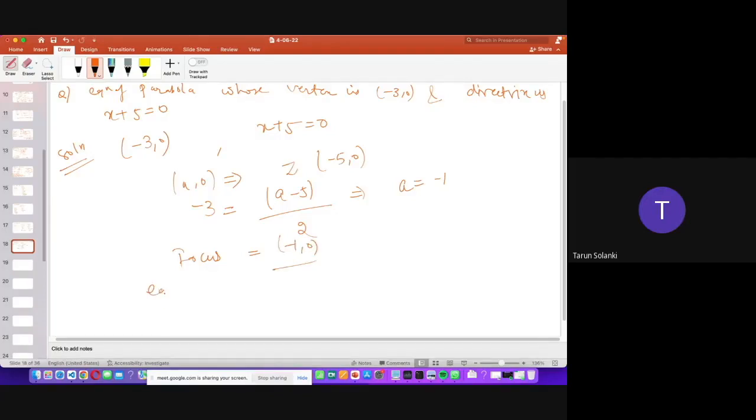Now the focus is (minus 1, 0). So the equation of the parabola is (x plus 1) whole square plus y square equals (x plus 5) square. Solving this, we get y square equals 8(x plus 3). So this is your answer.